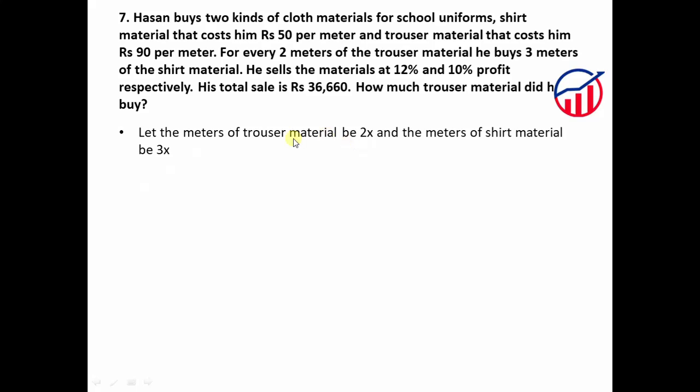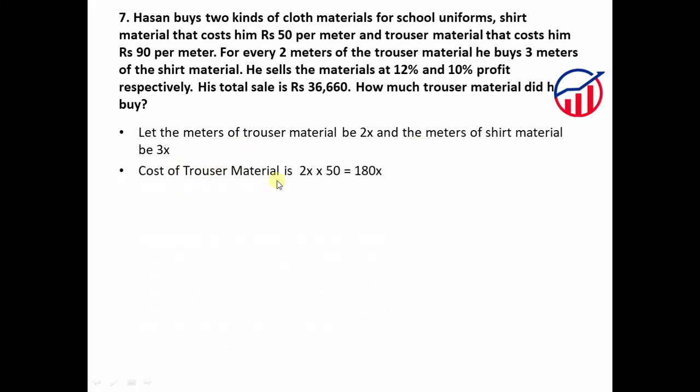So let the meters of trouser material be 2x and the meters of shirt material be 3x. So why have we taken 2x and 3x? Because it's given for every 2 meters of trouser material, he buys 3 meters of shirt material. That means he's buying in the ratio of 2 is to 3. That is why we have taken 2x and 3x.